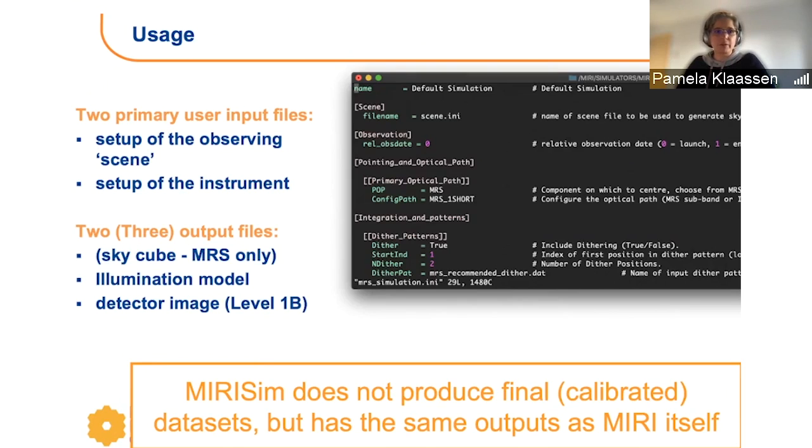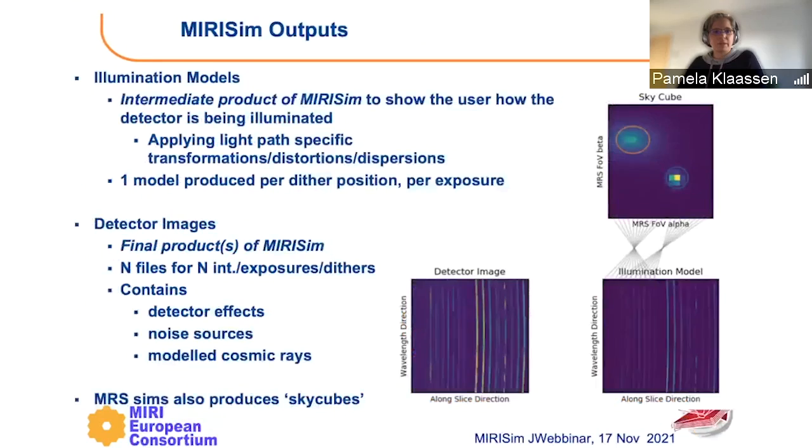Now, if you're running an MRS observation, there's also an output FITS file of a 3D cube that shows you what your scene looked like. Because if I go and show you the outputs of MIRISim here on this screen, you can see the bottom 2 images are the illumination model on the right and the detector image on the left. So neither of those are easily parsable into a sky cube. Okay, so that's one of the reasons why we provide that extra check on whether you think your scene was set up properly.